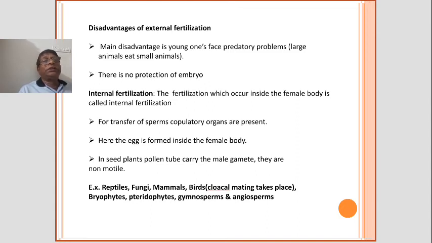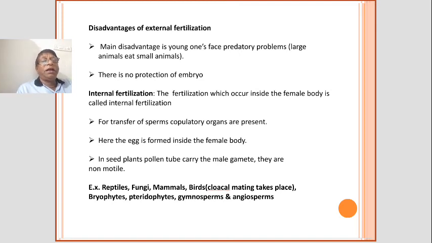In disadvantage, what is the main disadvantage in external fertilization? The young ones face predatory problems. In addition to that, the embryo that is formed is not protected by the female. The embryo may also get destroyed. Protection of embryo is not there. Parental care is not there. Very important point, take note. Parental care is not there in external fertilization.